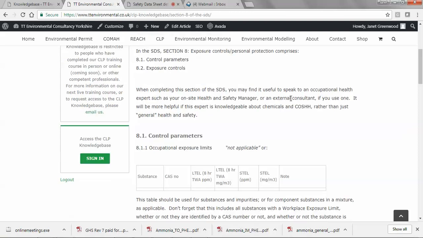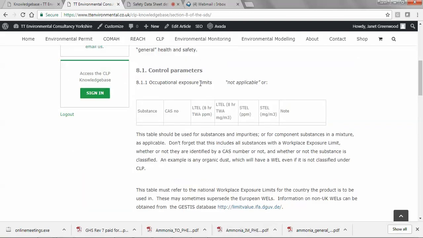Control parameters. This is where you put in your occupational exposure limits. This is for all substances with a workplace exposure limit, whether they have a CAS number or not.